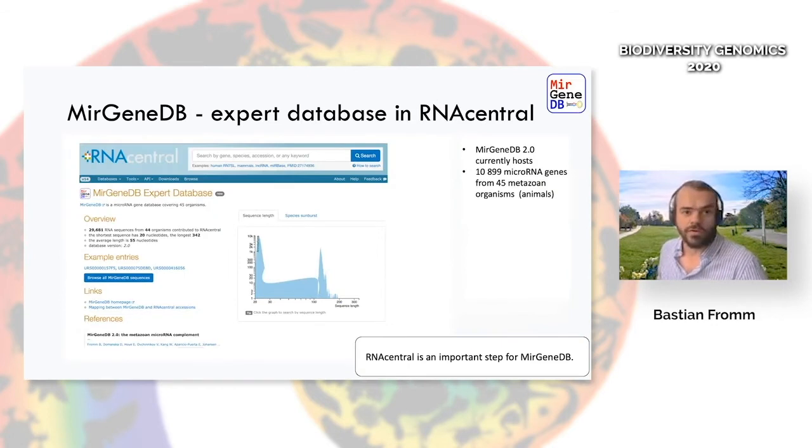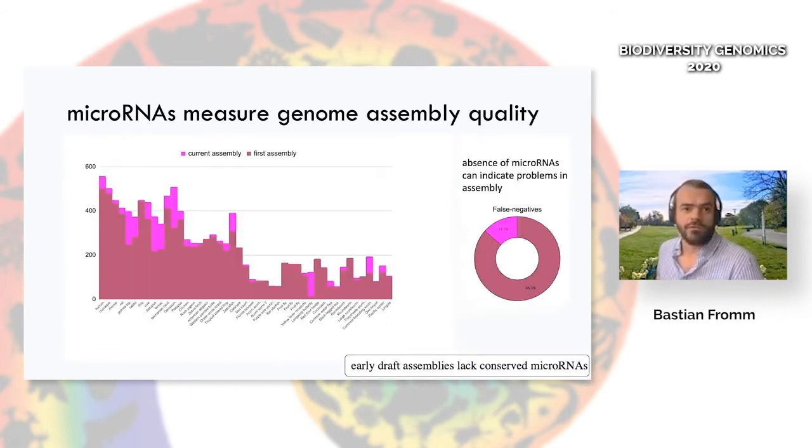And we are also part of RNA Central now, which is great for us. Now, the first thing we did was ask, how do microRNA annotations change between genome assemblies? And you can see here that microRNAs are actually lacking in some of these early drafts, meaning that microRNAs can be used to measure genome assembly quality.